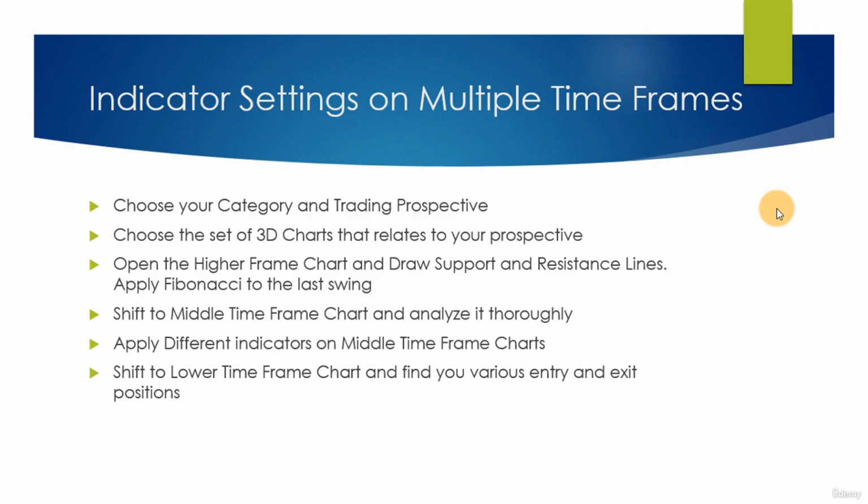And in a downtrend, if you are above the bottom of the last swing, apply Fibonacci from top to bottom of the last swing to know the Fibonacci retracements. And if you are below the bottom of the last swing, apply Fibonacci from bottom to top to know Fibonacci extensions. Then shift to middle time frame and analyze the chart thoroughly.